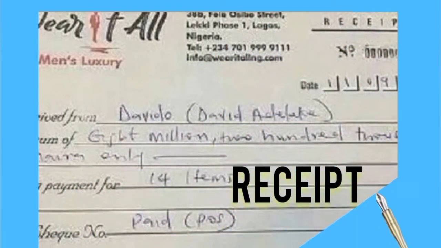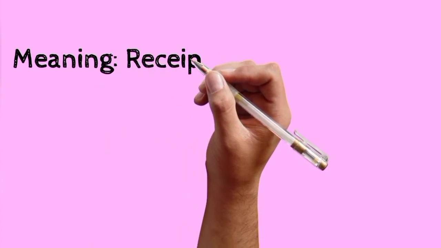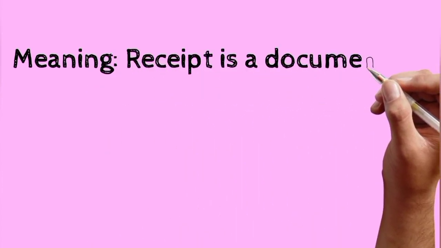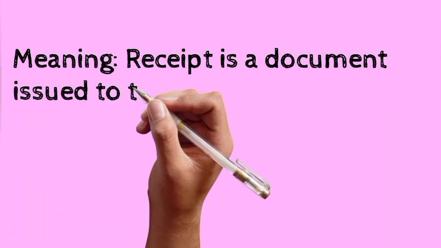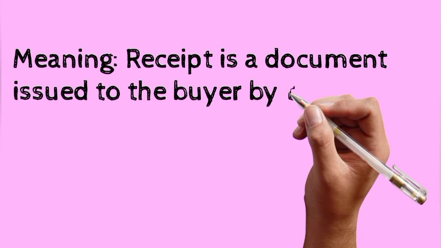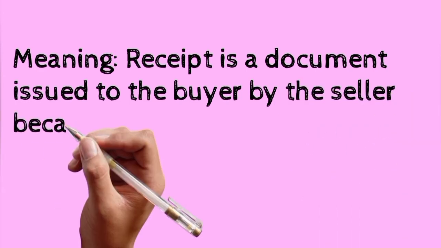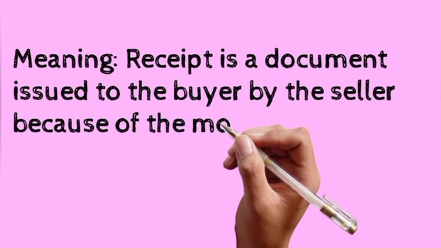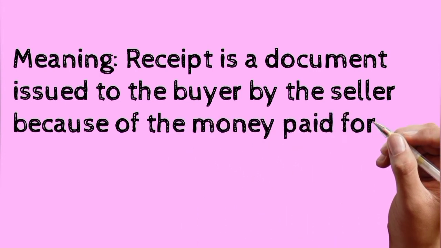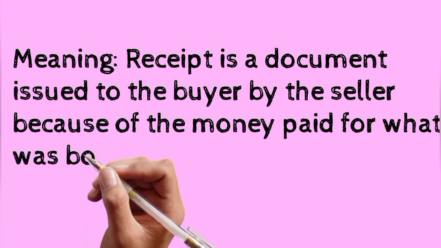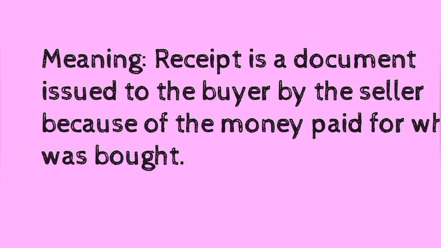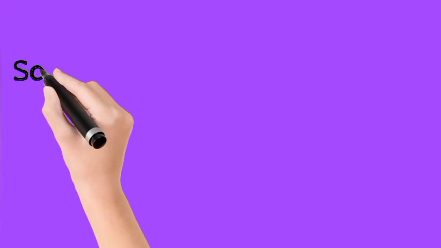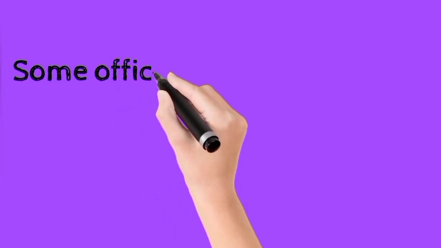Whenever there is a purchase, you buy as a consumer, you make your payment. The receipt stands as an evidence of payment that whatever you bought has been paid for. So a receipt is a document issued to the buyer by the seller because of the money paid for what was bought. All right. So there will be a receipt to stand as an evidence or proof that payment was made.